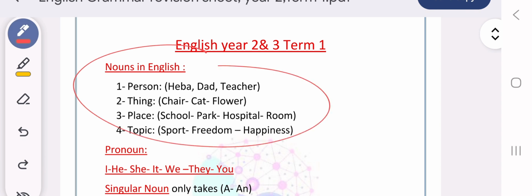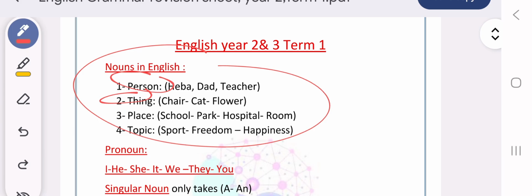you studied nouns, and also in year 2 and year 3 you are going to study nouns, because we said the grammar is fixed, it doesn't change. So we have 4 types of nouns. Anything around us has a name and we can touch, but some nouns we cannot touch. Most of them, yes, we can touch and it has a name. Like what? Like the person, I can touch him. So Hiba has a name. Dad, teacher, they are people and I can touch them and they have names.